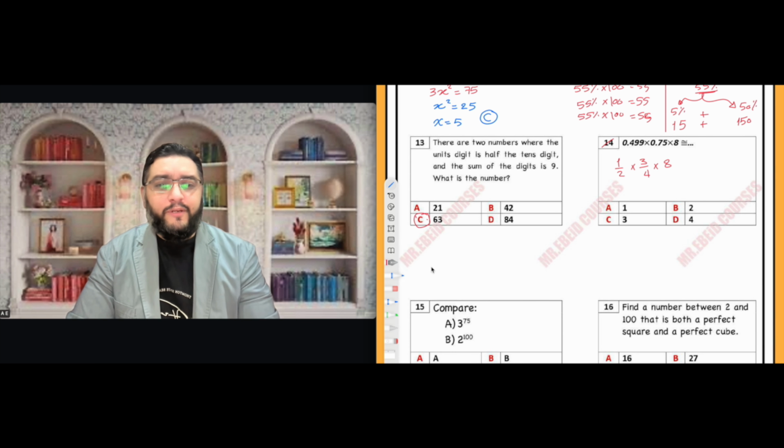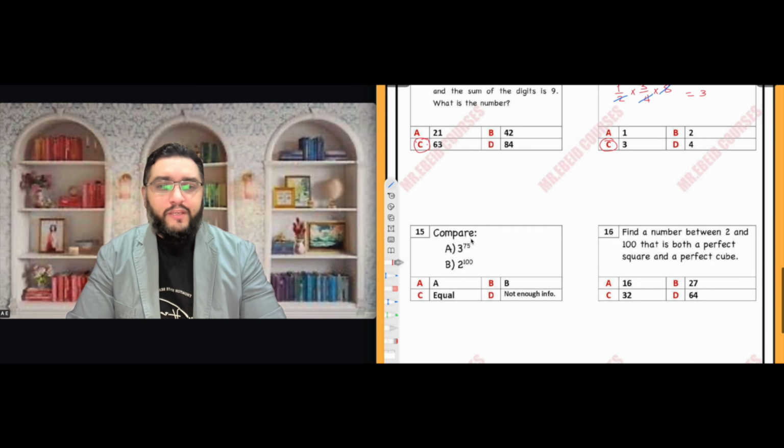Now we'll simplify numerator with denominator. 2 times 4 equals 8, with 8 in the numerator. So it's 1 times 3, which equals 3. The answer is. Let's move to the next question.